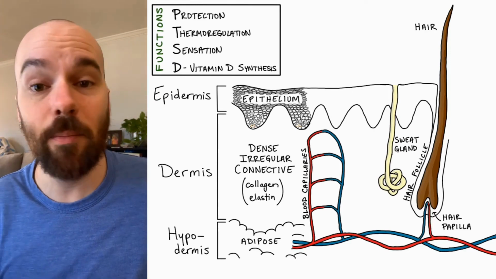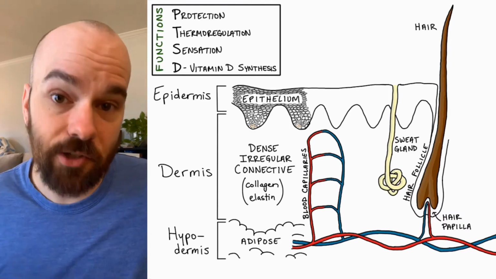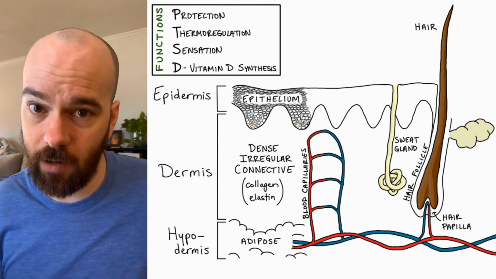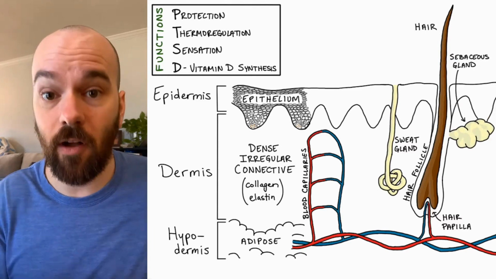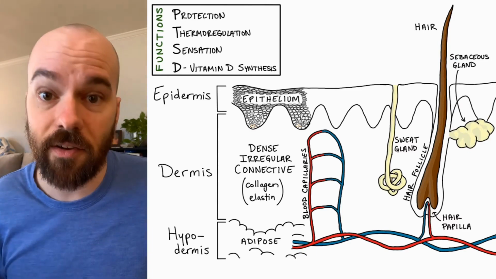And you can see those tiny blood vessels entering into the hair papilla to provide that papilla with oxygen and nutrients so that those cells can grow. Now, attached to the hair follicle in the diagram is a sebaceous gland. Sebaceous glands are often associated with hair follicles, but they don't have to be. They can also just excrete their substance straight onto the surface of the skin.